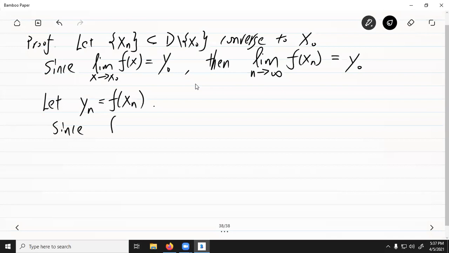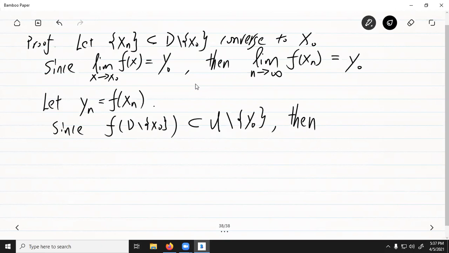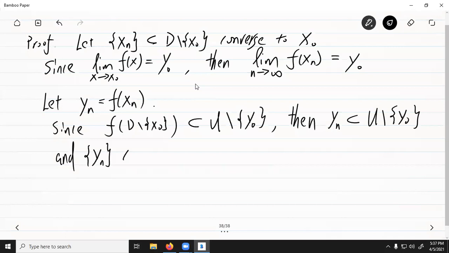Since f of D minus x0 is inside U but not equal to y0, then we have a sequence yn inside U, but not y0. And from this result, yn has limit y0, right? And yn converges to y0. Okay, so we have a sequence converging to y0 in the domain U, right?